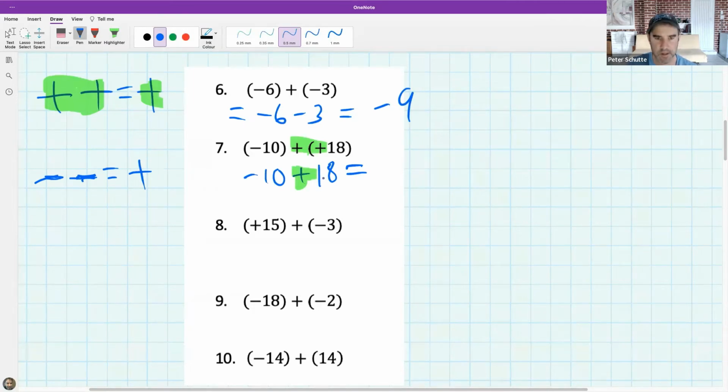Okay. But now what happens is the next step is a bit tricky because it's minus 10 plus 18. So now we're back on the number line. So we're stuck at minus 10 and we're adding 18. Where do you think I end up with for number 7?